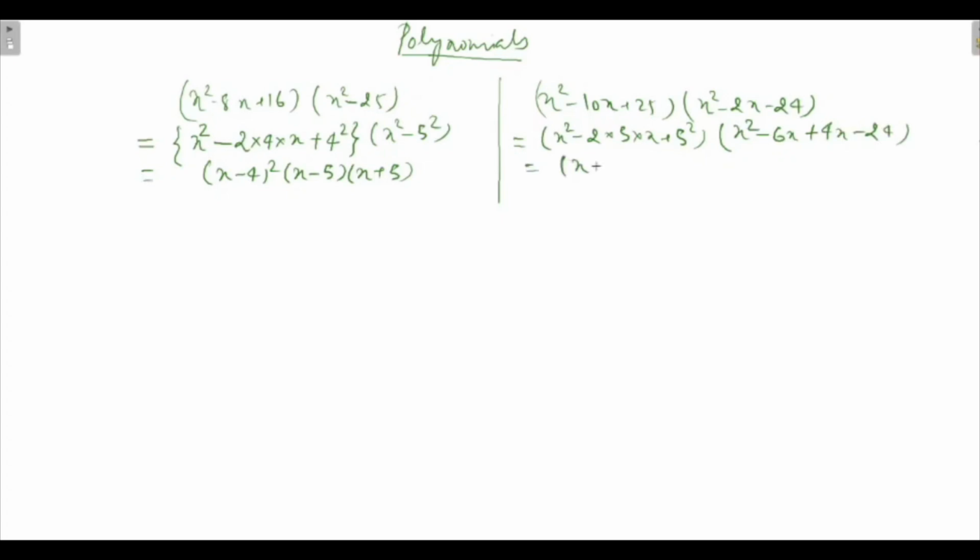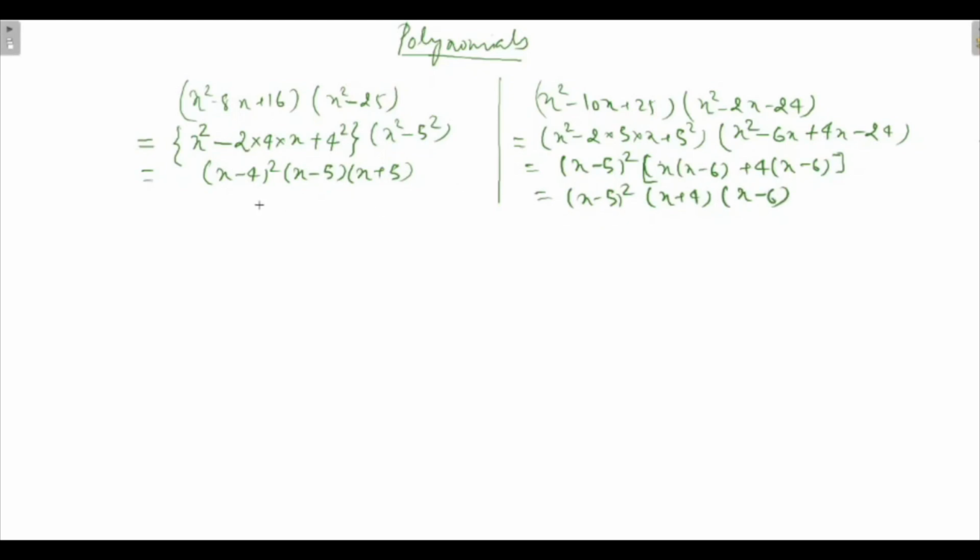This will become x minus 5 whole square. I'll take x common, then it will become x minus 6. When I take 4 common, then it will become again x minus 6. Now this will become x minus 5 whole square, this will become x plus 4, and this will become x minus 6. So now I can take the LCM here.